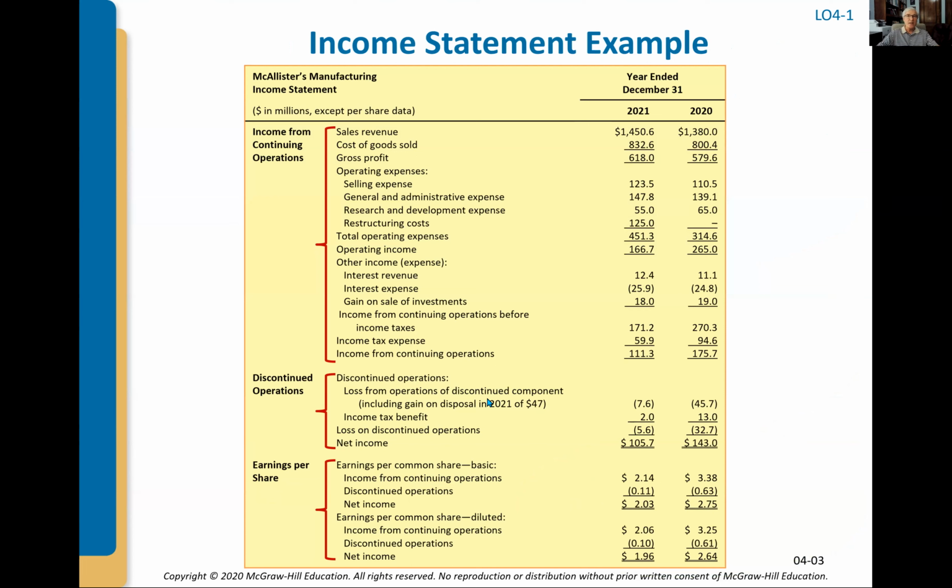And so let's go straight to the income statement. Here's McAllister Manufacturing's income statement. I like the way the textbook slide breaks the income statement into three different areas, and we'll further break these down when we get into income from continuing operations.